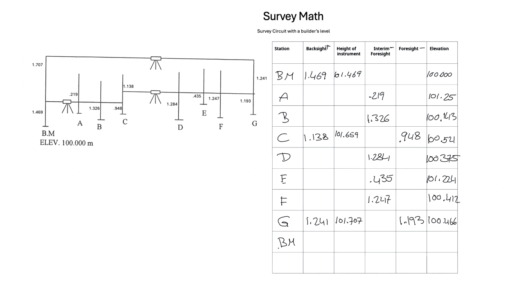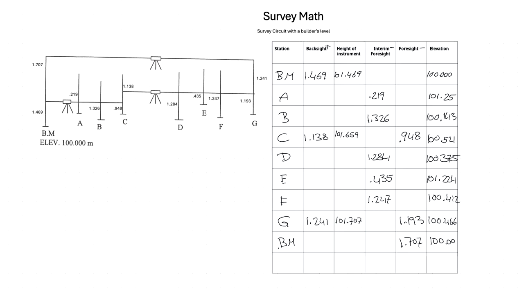Benchmark. And it's giving us a reading, right? That's the guy up here, 1.707. And that's going to be a foresight for us because it's not a turning point, but that's just where we're finishing up. 1.707. So let's figure out the new elevation. We have our height of instrument minus our reading will give us the elevation. So 101.707 minus 1.707 should give us 100 on the dot.